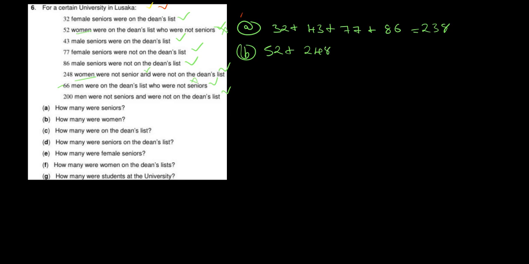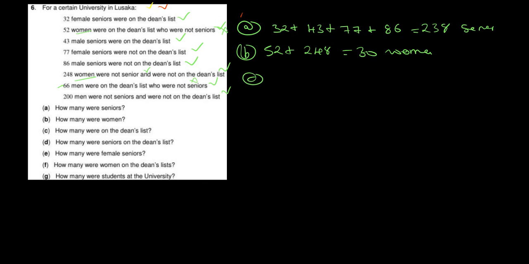Is there anywhere else we can see women? Once you add these, you are getting 300. So 300 women. These were seniors. All right, so that's for B, let's go for C.